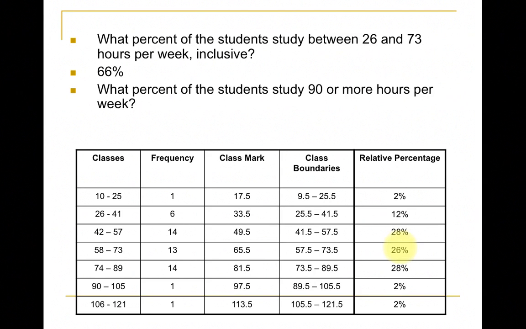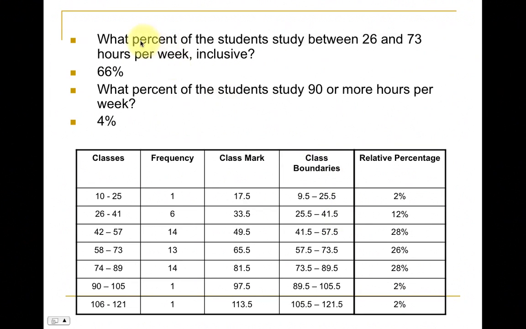Another question we could ask is, what percent of students study more than 90 hours per week? So 90 is the lower limit of the sixth class. Anything more than 90 would be values greater than 90. So we're looking at 2% plus 2%, which is 4%. So the answer here would be 4%.